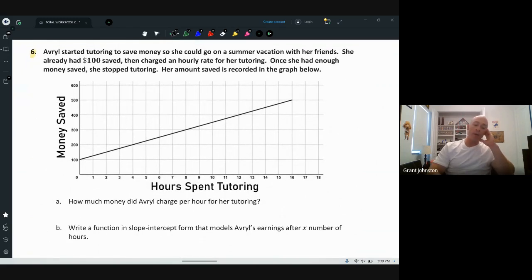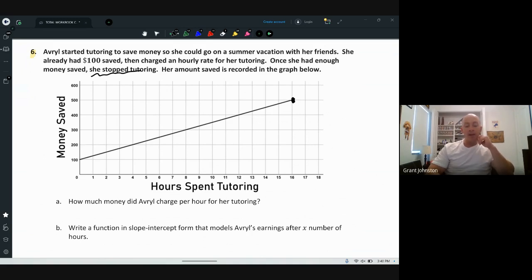It says Abrielle started tutoring to save money so she could go on a summer vacation with her friends. She already had $100 saved. Then she charged an hourly rate for her tutoring. Once she had enough money saved, she stopped tutoring. Okay, that's an important thing. She stopped tutoring. So she stopped tutoring here. Her amount saved is recorded in the graph below.